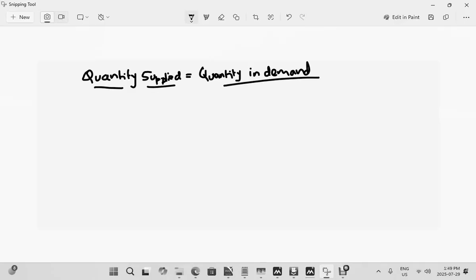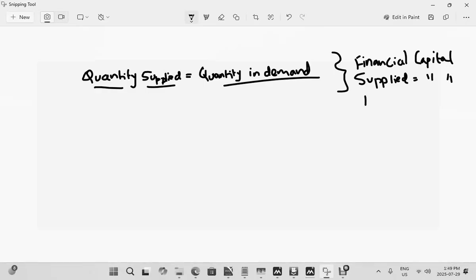So this has to do with financial capital. Your financial capital supplied should always equal financial capital demanded. So that would be your financial capital.